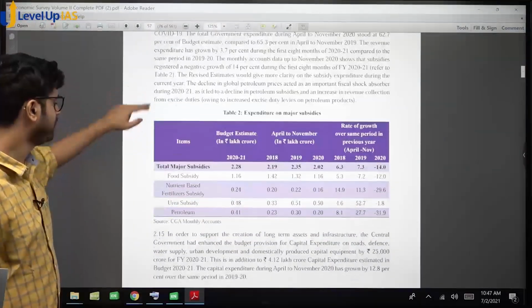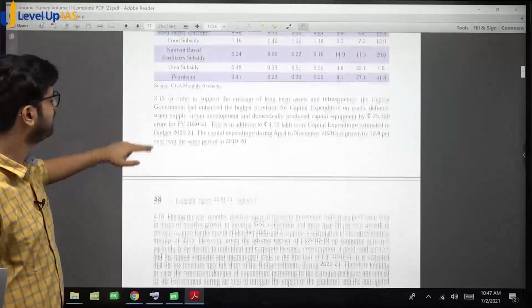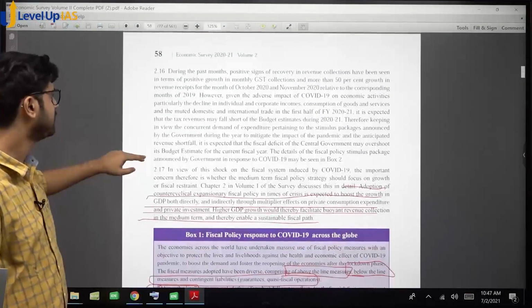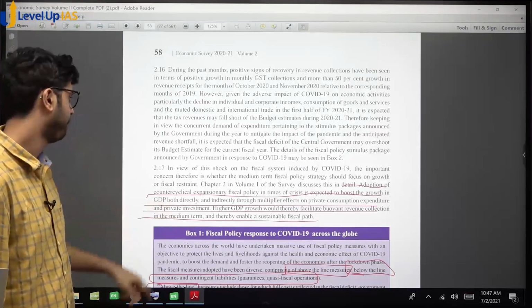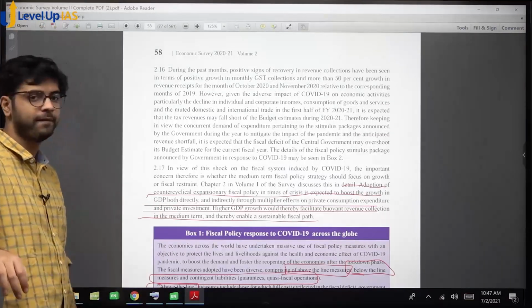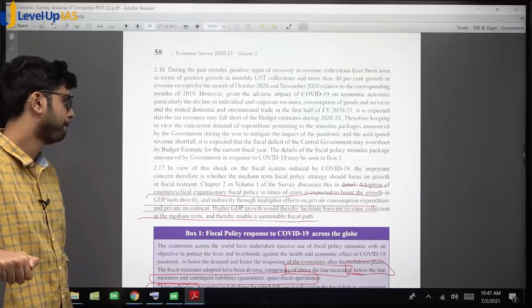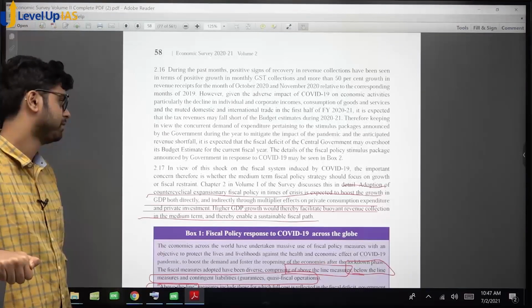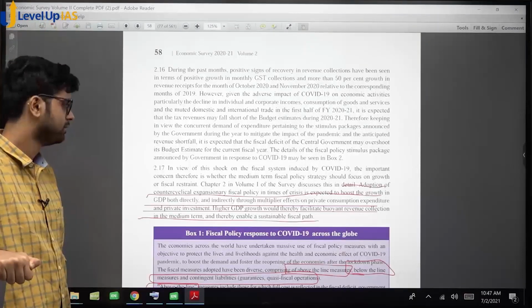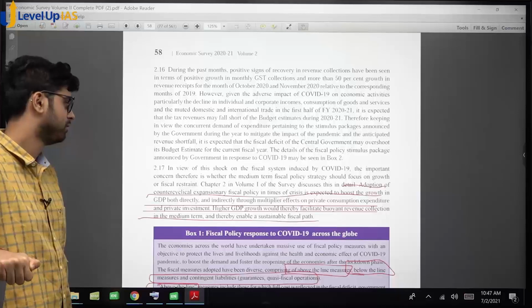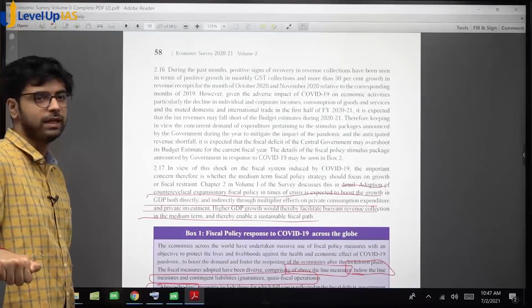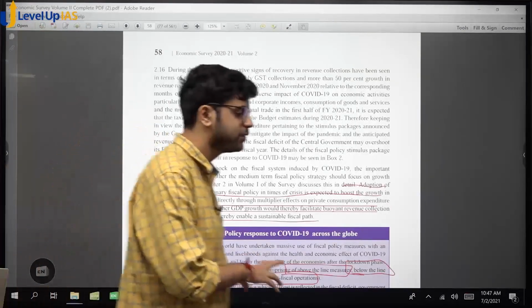Right, then we go to this. Do we know subsidies will cover agriculture? So now we don't know this. Okay, then see this. What is written? Like this summarizes our discussions on fiscal policy.